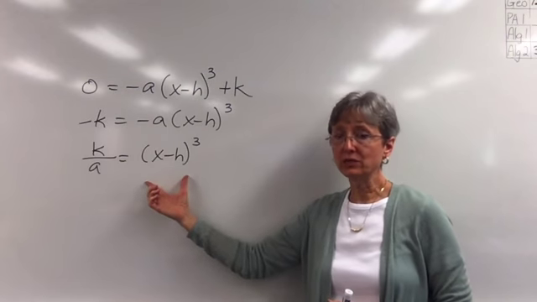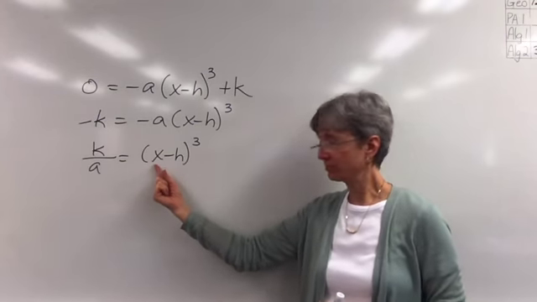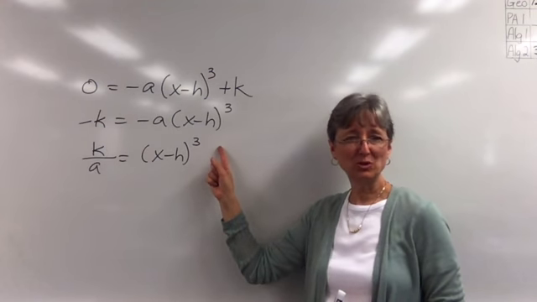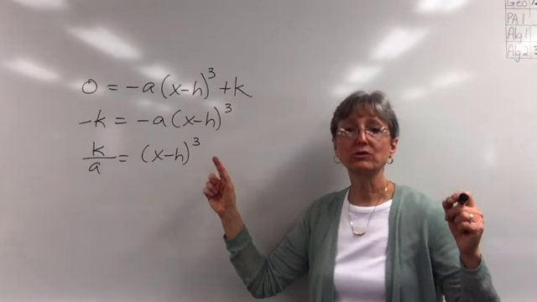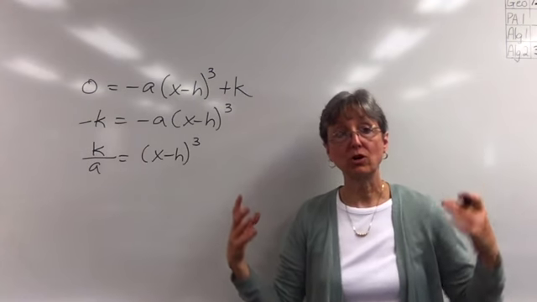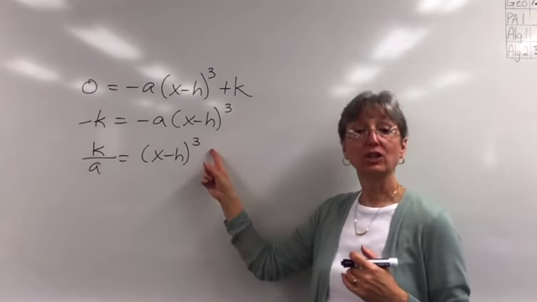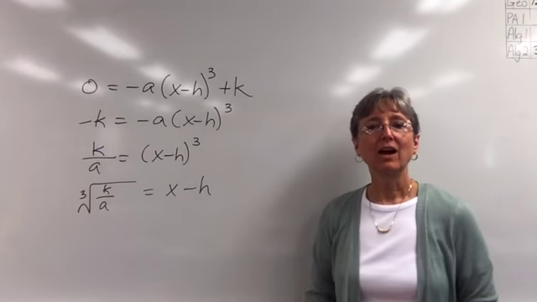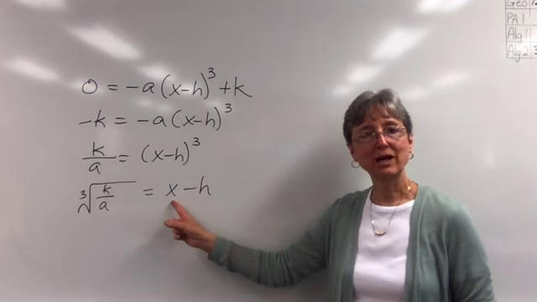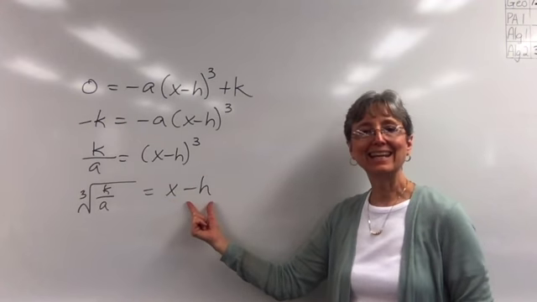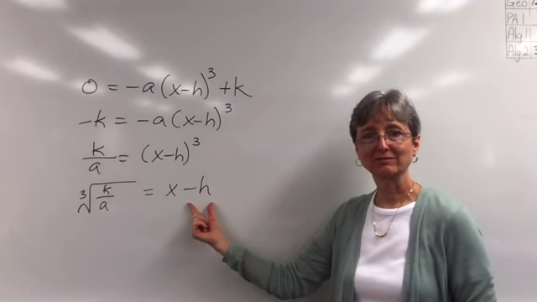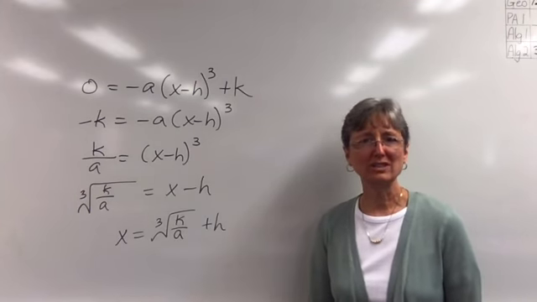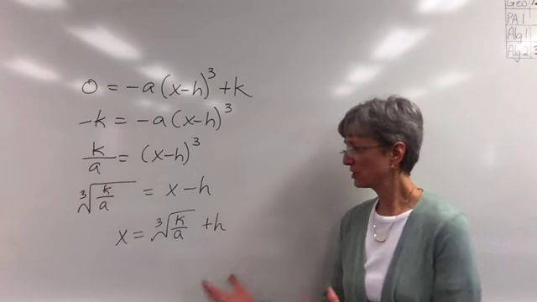Now I still need to get this x by itself, but it is being raised to the third power. So we need to undo that third power. The opposite of powers are roots. So we're going to take the cube root of both sides. All right, and now to get x by itself, all I need to do is add h to both sides. Now you still may be looking at this thinking, how in the world did this help me? I mean, these are just a bunch of letters.